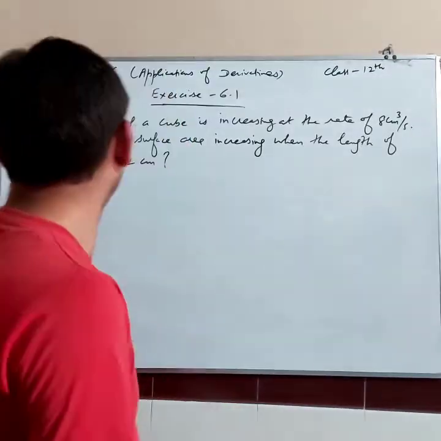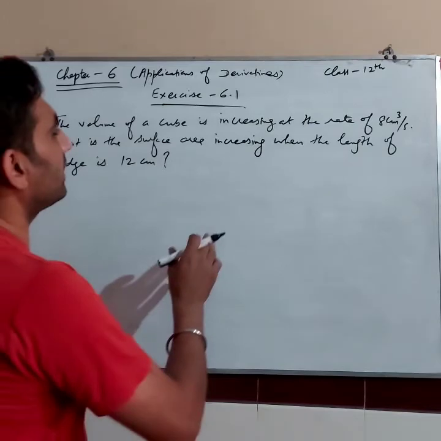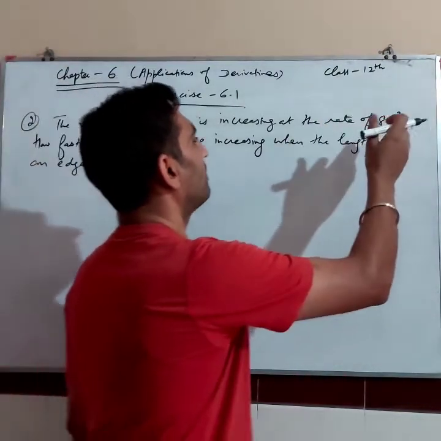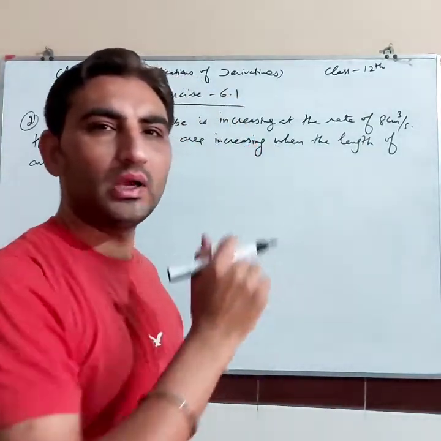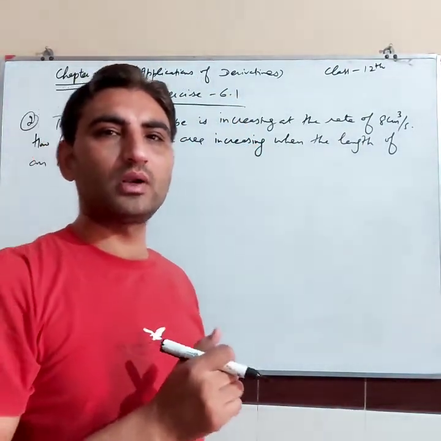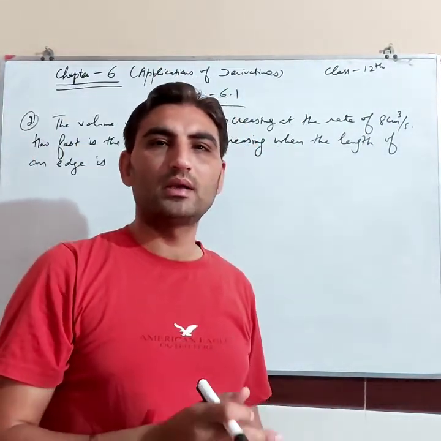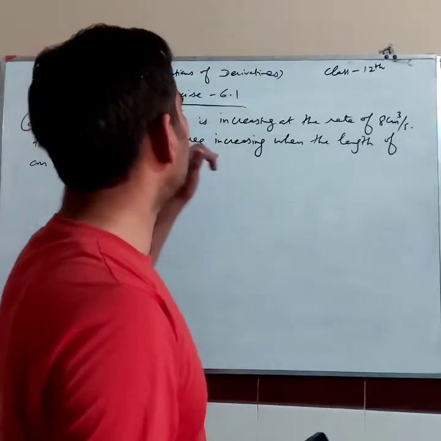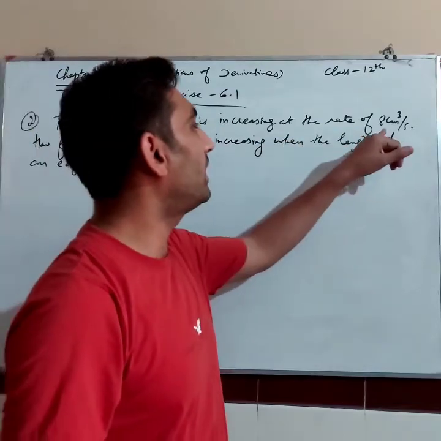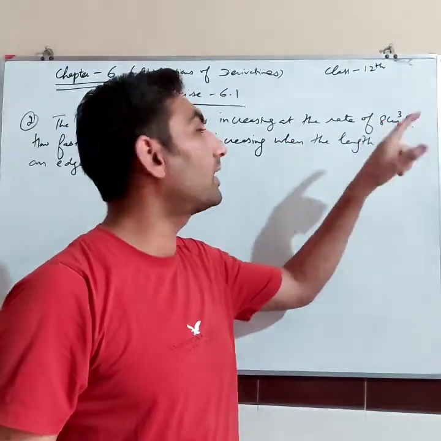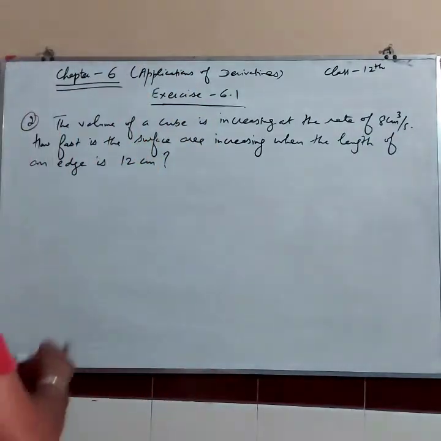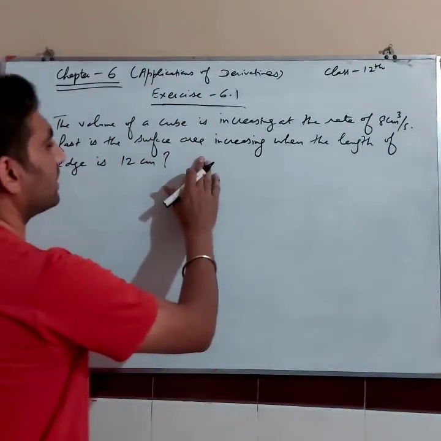Question number 2 is, the volume of a cube is increasing at the rate of 8 centimeter cube per second. Volume of cube. Do you know what is volume of cube? That is side cube, means side raised to power 3. Then it is changing at the rate of 8 centimeter cube per second. Per second means with respect to time. Then how fast is the surface area increasing?